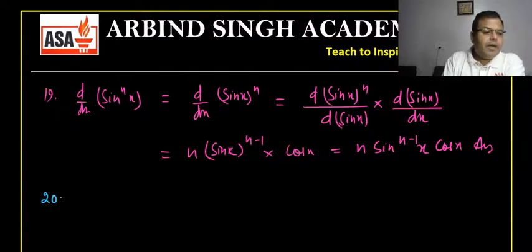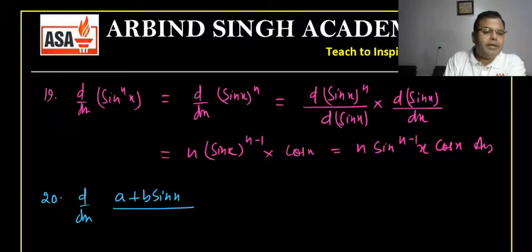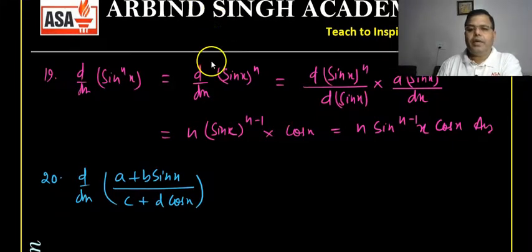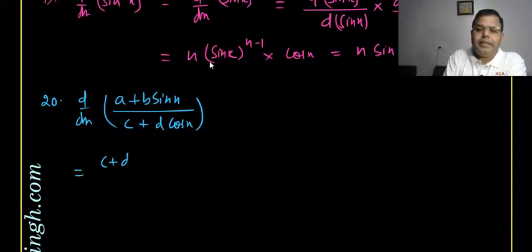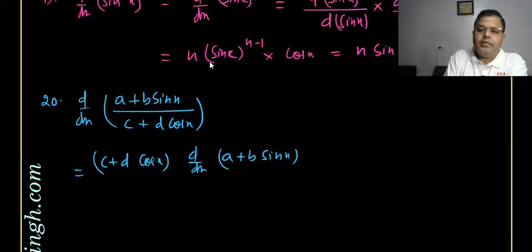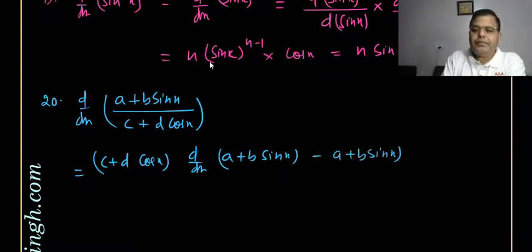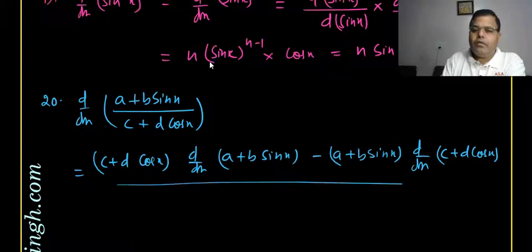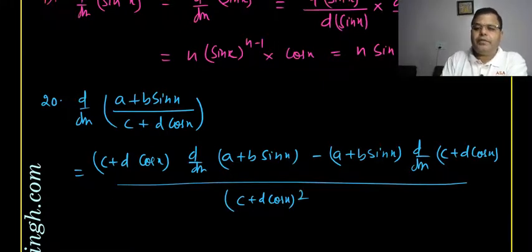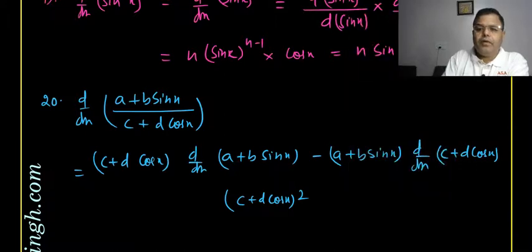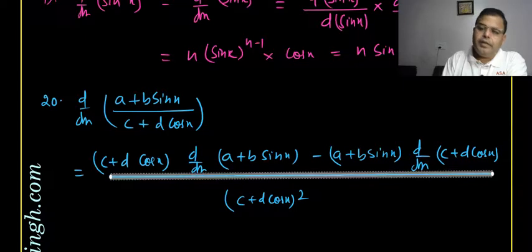Question number 20. d by dx of (a plus b sin x) divided by (c plus d cos x). This is the way to deal with this. So let us write here, this is c plus d cos x, times d by dx of a plus b sin x, minus a plus b sin x into dy dx of c plus d cos x, whole divided by c plus d cos x whole square, isn't it? So that is what we have.